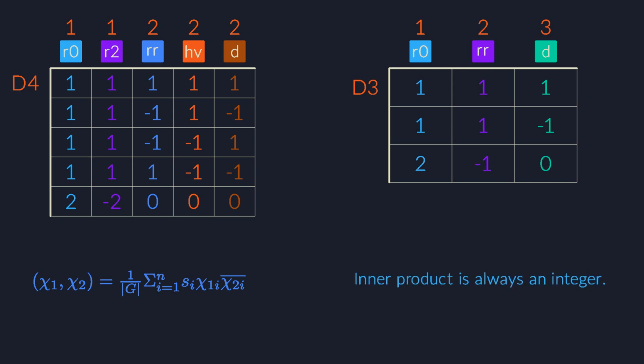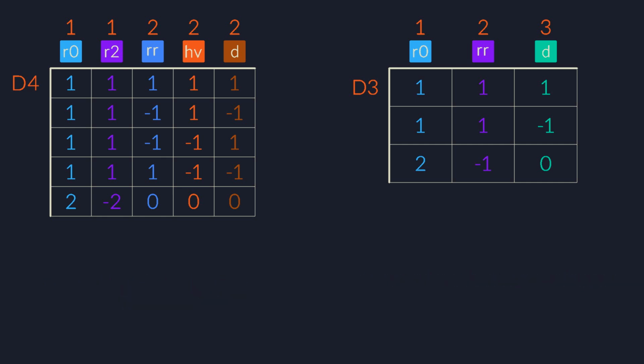You can show that the inner product of two characters is always an integer, even if the numbers in the table are real or even complex. This is true for all characters, not just the irreducible ones. Given that the character table is always square, and its rows are orthonormal, you can think of the table itself as a new orthogonal matrix.